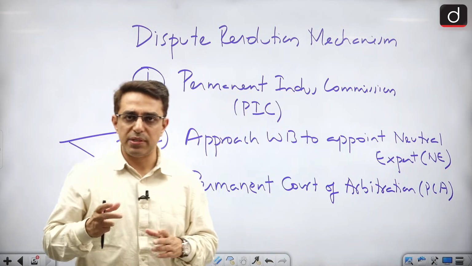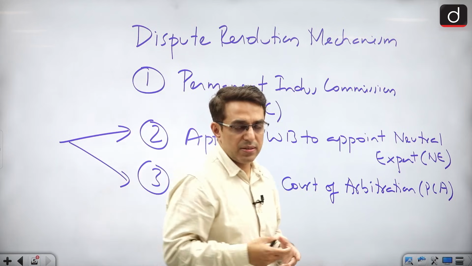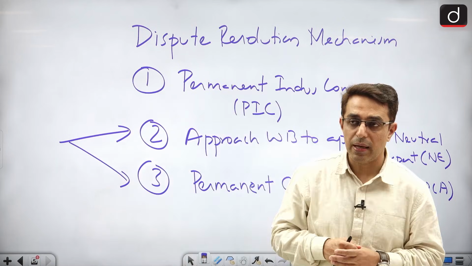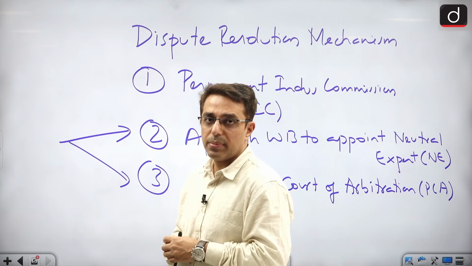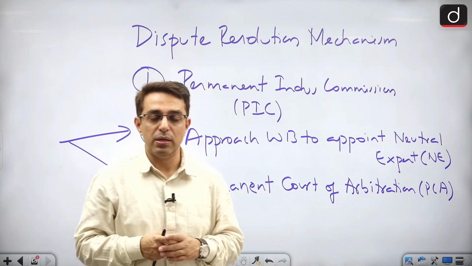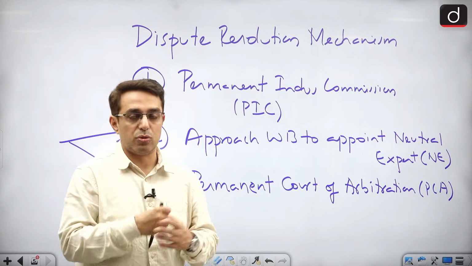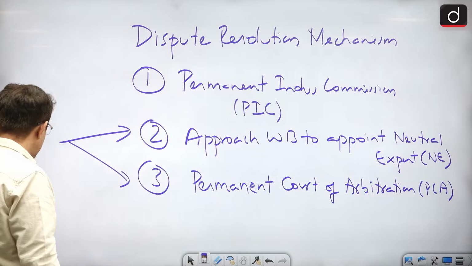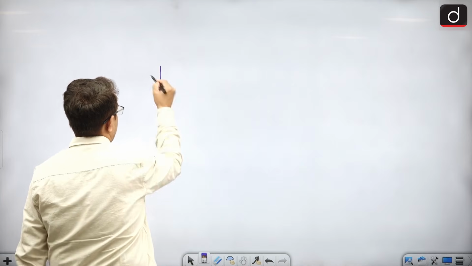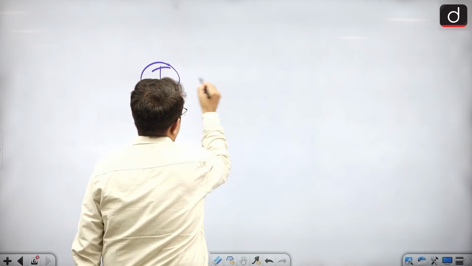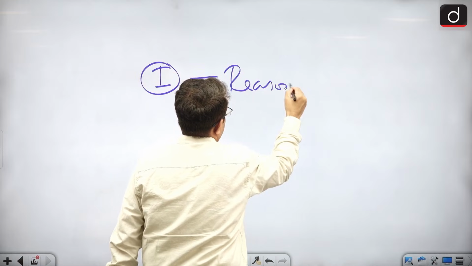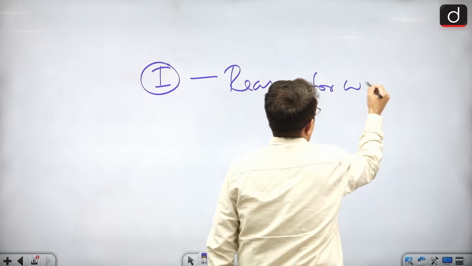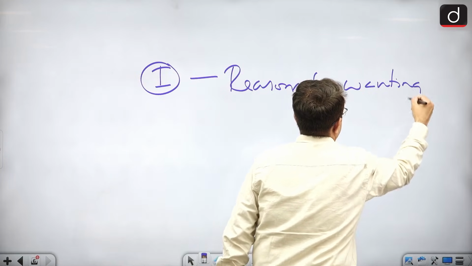So India was upset with Pakistan for a variety of reasons with respect to the Indus Waters Treaty, and even before the Pahalgam incident, India was actually sending multiple notices to Pakistan for review and modification of the treaty. So why does India want a review or modification of the treaty? Reasons for wanting review of the treaty.